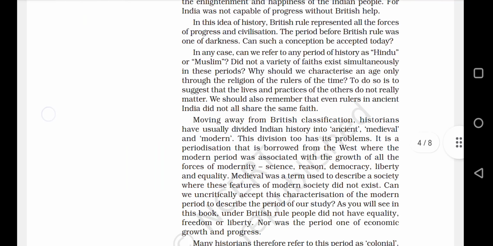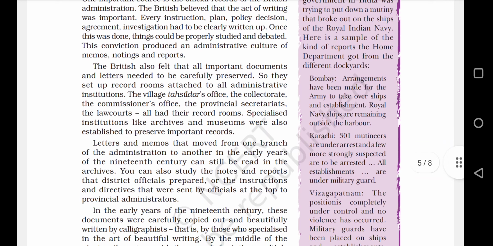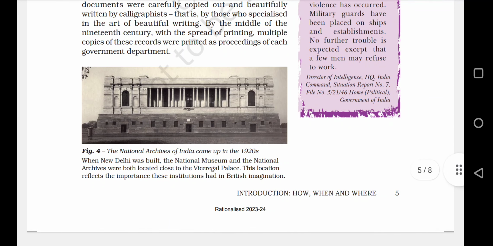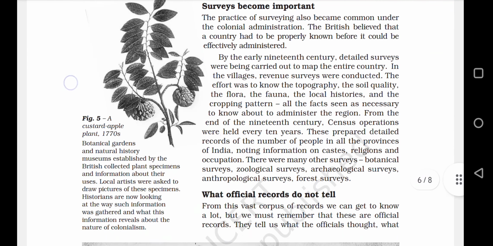Then we'll be talking about this picture. This picture is of the National Archives of India, which is in Delhi, and it started building in the 1920s. So you have to remember this date.